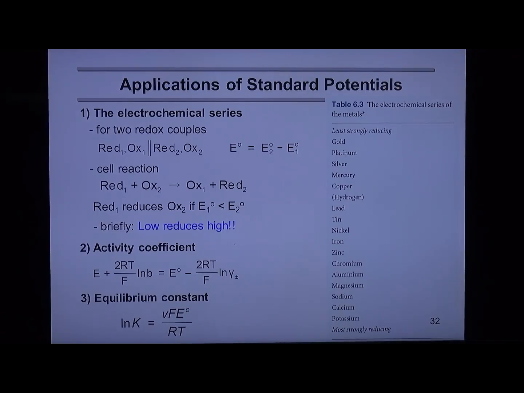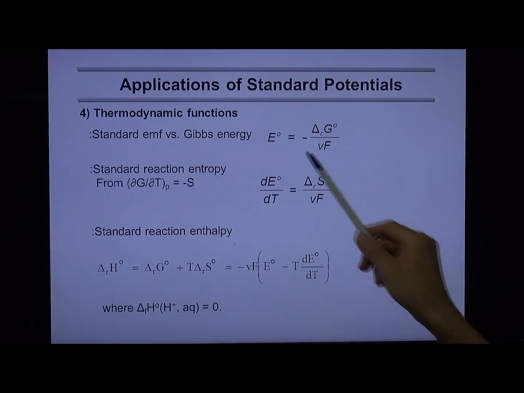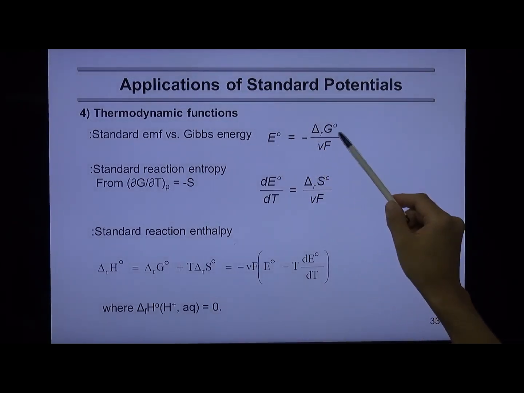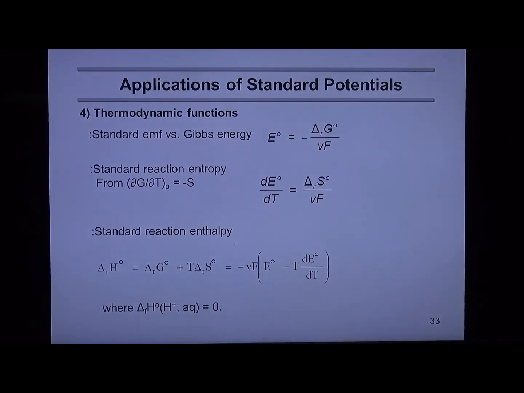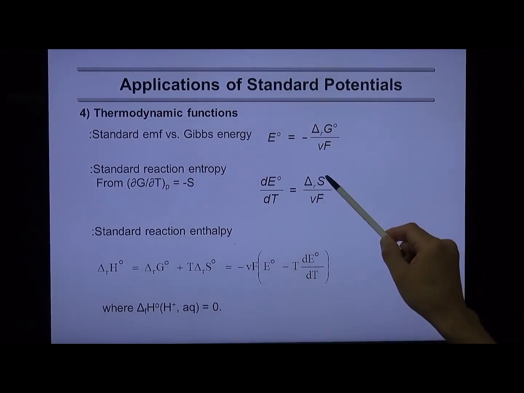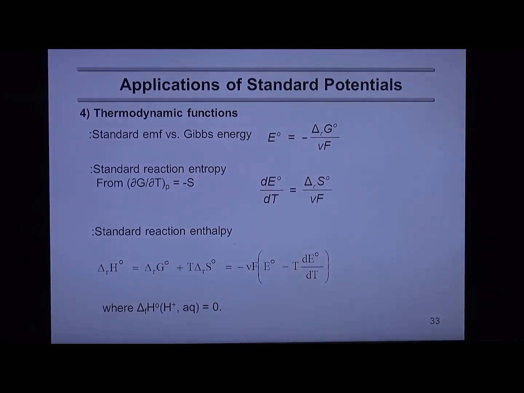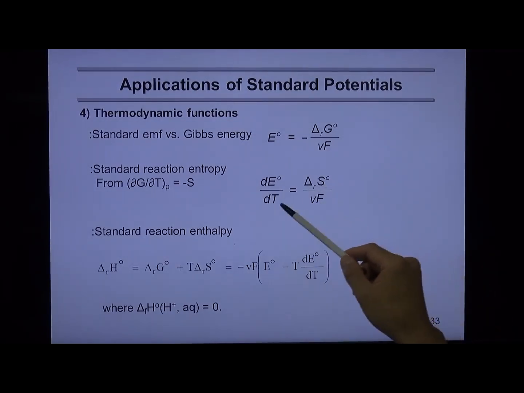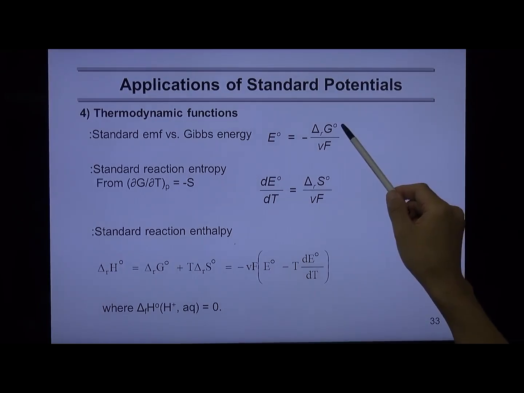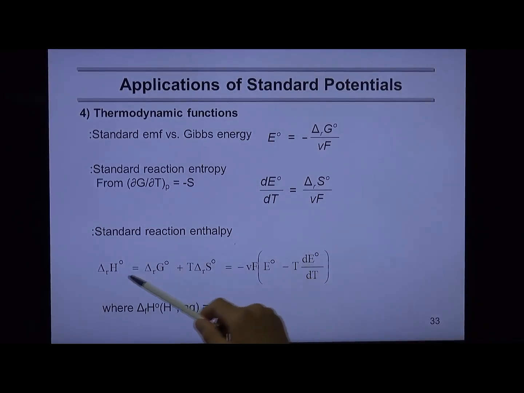And finally, if you have information about standard electrode potential, that means you have information about standard reaction Gibbs energy, right? If you have information about Gibbs energy, you can determine entropy and enthalpy. Simply, because entropy is how Gibbs energy changes as a function of temperature. You can simply determine it. And if you have information about Gibbs energy and entropy, then you can determine enthalpy. That's pretty much all.